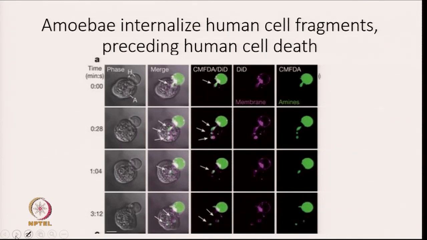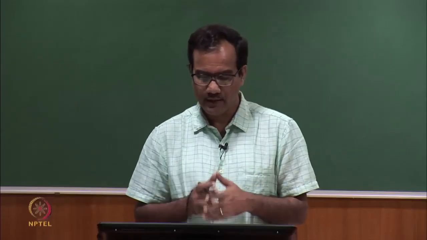For example, in this case what you are going to see is amoeba internalizing human cell fragments preceding human cell death. Now you can see here phage, this is AH. If you merge it, it will be like this, at 28 minutes. Now you see here there is a leak, internalization. Here you can see internalization, here you can see internalization, and that can be seen in a much better way using some other dyes. So fluorescence microscopy can also be used to look at internalization of bacteria or virus inside a cell fragment.